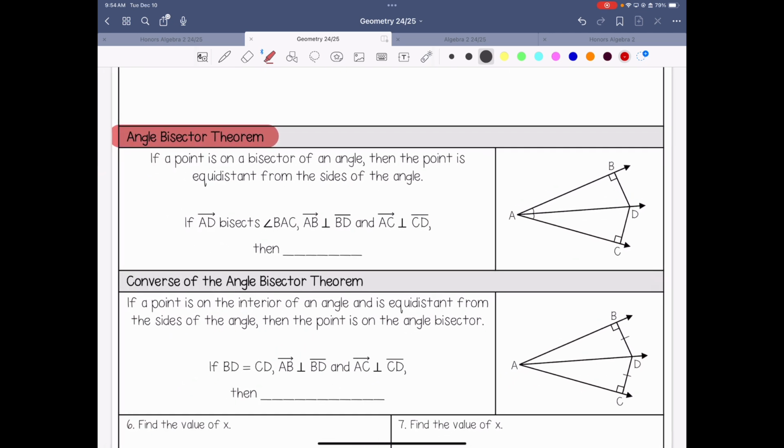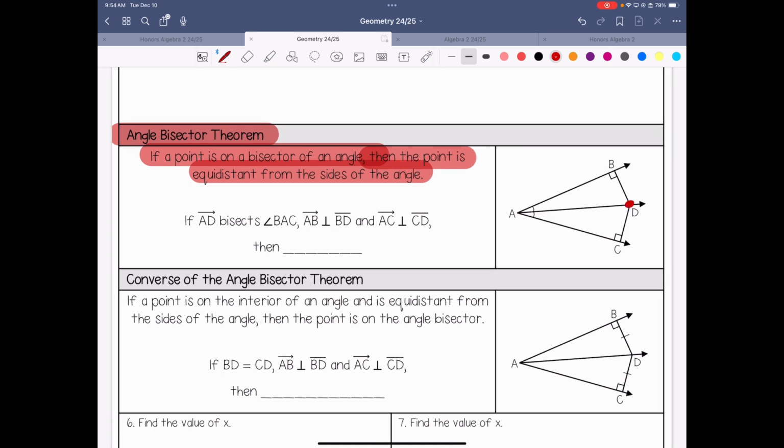So what the angle bisector theorem says is this: if a point is on the bisector of an angle, then the point is equidistant from the sides of the angle. Okay? So I've got this point right here, D, that they're saying is on this angle bisector. And I know it's on the angle bisector because these two pieces are congruent to each other.